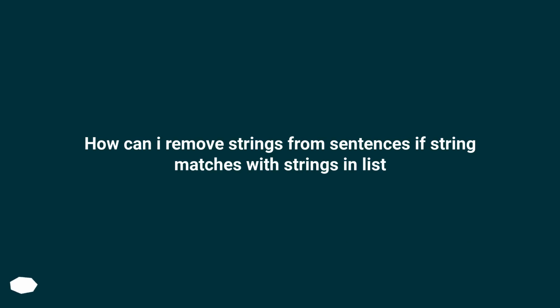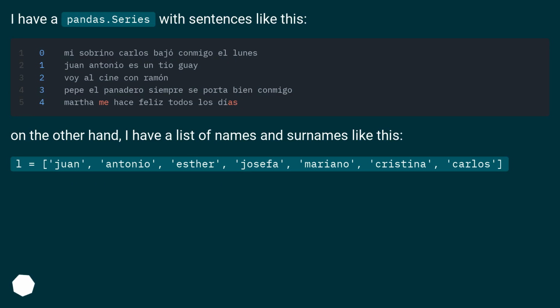How can I remove strings from sentences if string matches with strings in list? I have a pandas series with sentences like this.